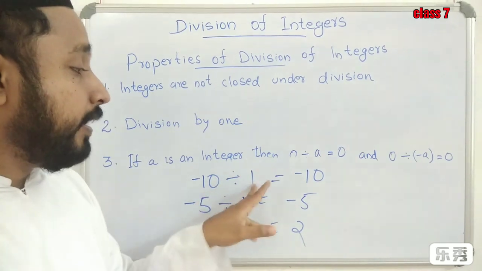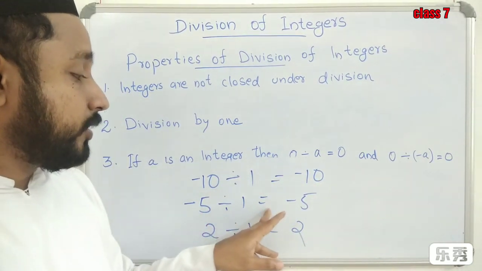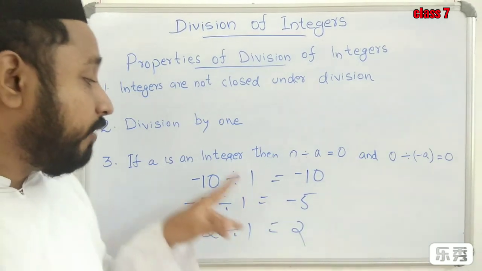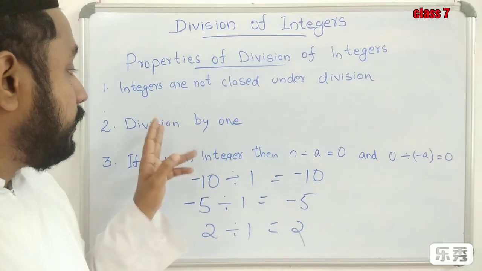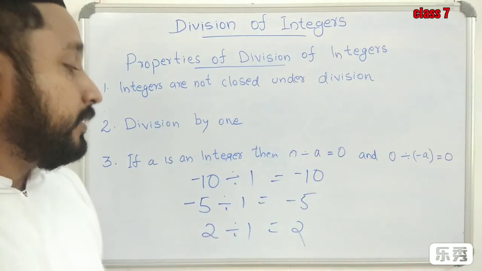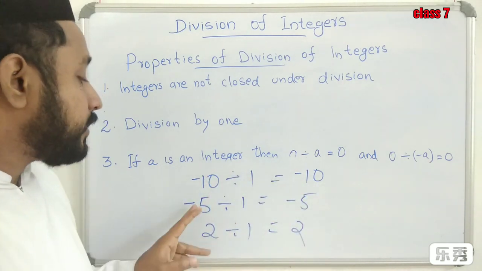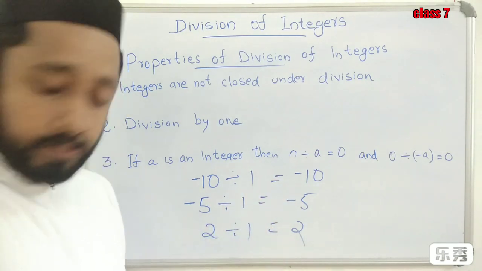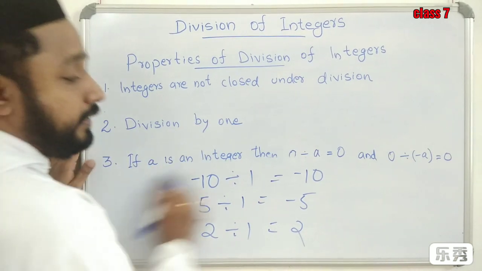Minus 10 divided by 1, the answer is minus 10. Minus 5 divided by 1 is minus 5. 2 divided by 1 is 2. So when we divide by 1, we will get the same integer. An integer divided by 1 gives the same integer. So division by 1 gives the same integer.